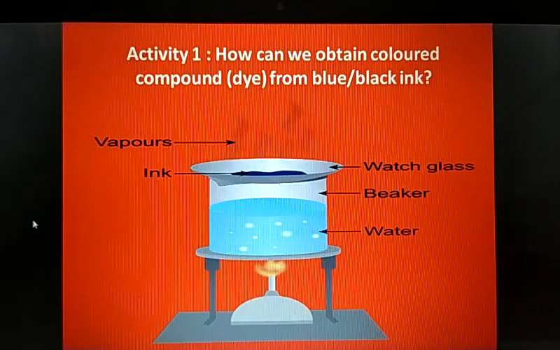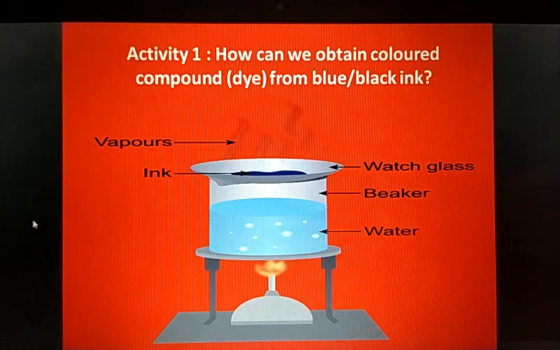Let's see. So this is an activity showing how we can obtain colored components or dye from blue or black ink. You should remember that the ink that you're using in your pen is basically a mixture of a solid substance and some liquid. That solid is called a dye. So let's see how we can separate out water and that solid substance from that ink.